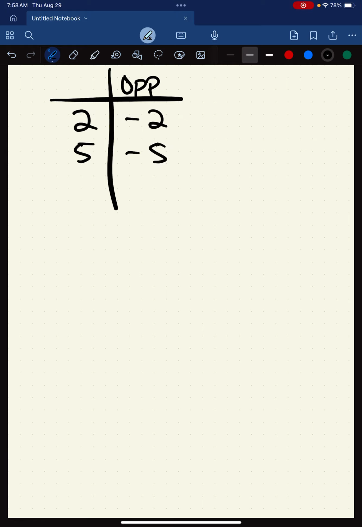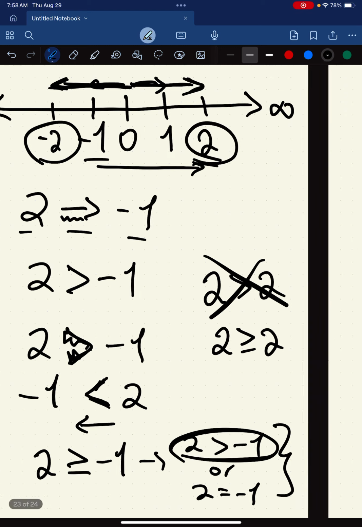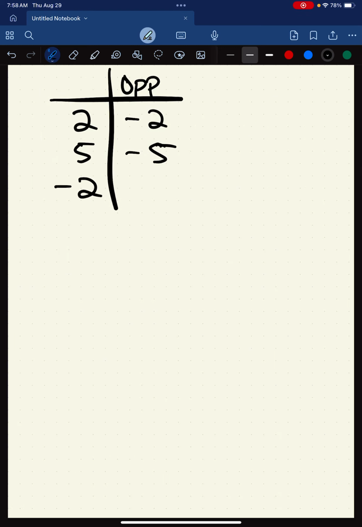So let's take a number and do the opposite of that number. 2, we said the opposite's -2. 5, the opposite is negative 5. In the same way, we can talk about the opposite of negative numbers. So going back to our number line here, the opposite of negative 2, well, negative 2 is 2 units in the left direction. So the opposite of that would be 2 units in the right direction, which is positive 2. So the opposite of negative 2 is positive 2.